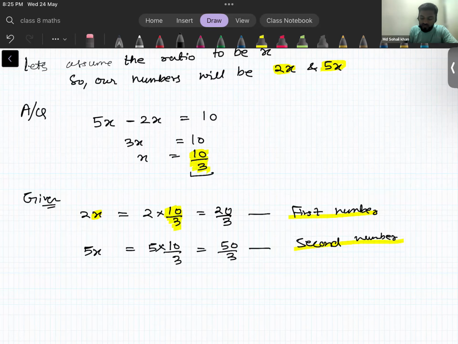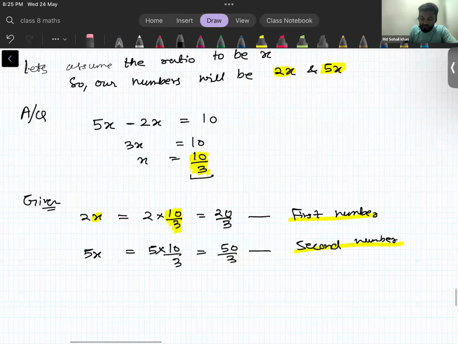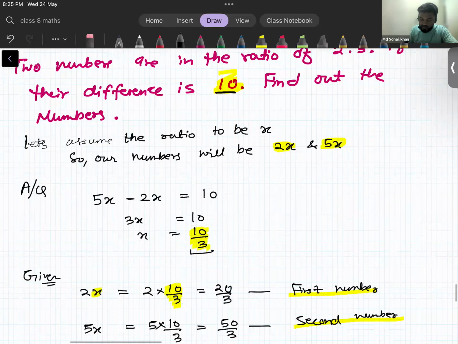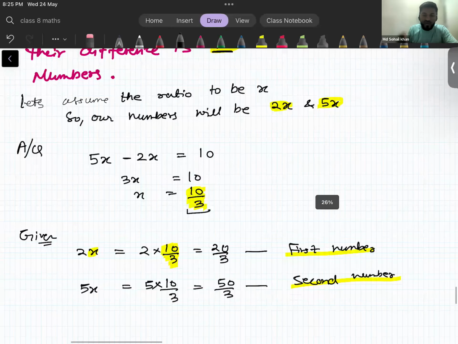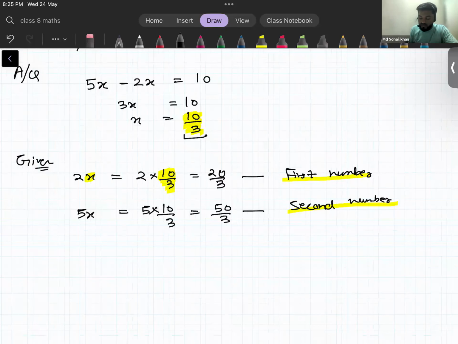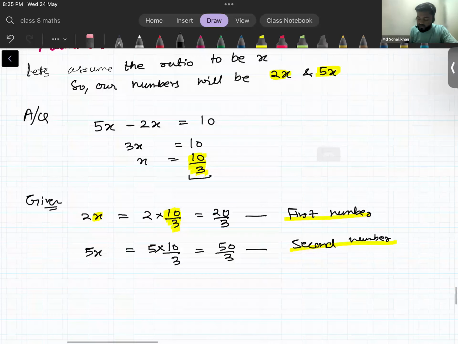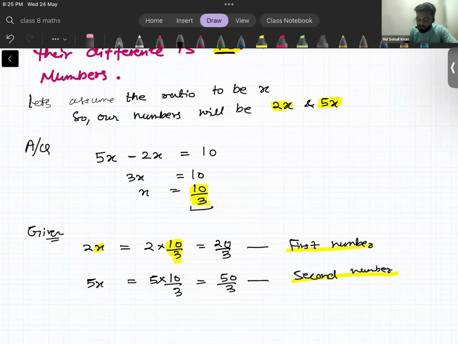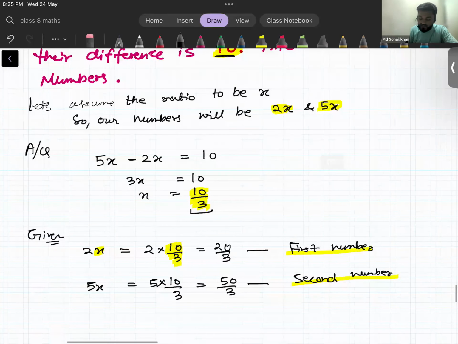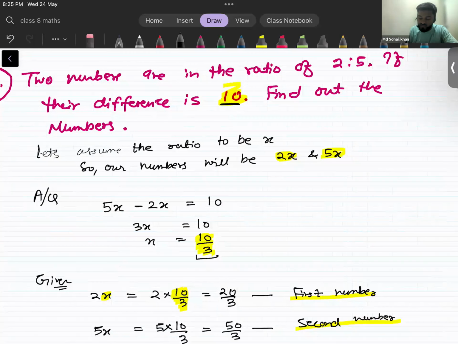So that's how you solve it. Okay. I hope that's clear. We can check our numbers also. If you were to divide these two values, 20 upon 3 and 50 upon 3, you will find the ratio in the form of 2:5. You can check that also.